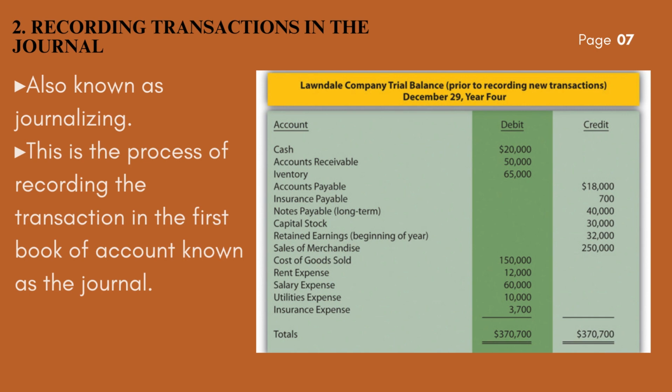So second, recording transactions in the journal. Recording transactions in the journal, also known as journalizing, is the process of recording the transactions in the first book of accounts known as the journal. As we can see here, this is an example of recording transactions in the journal.